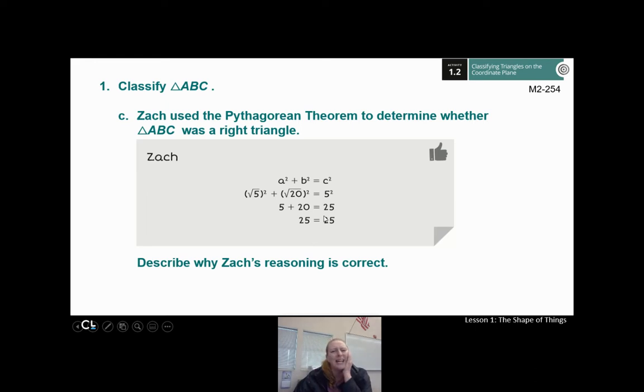So why is Zach's reasoning correct? Why did this work? Go ahead and hit pause, jot down your thoughts on that, and then hit play when you're ready to check your work.